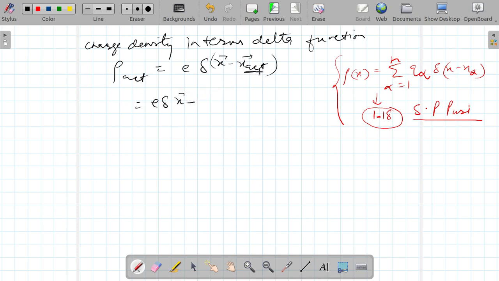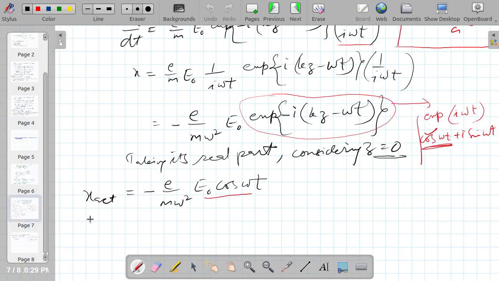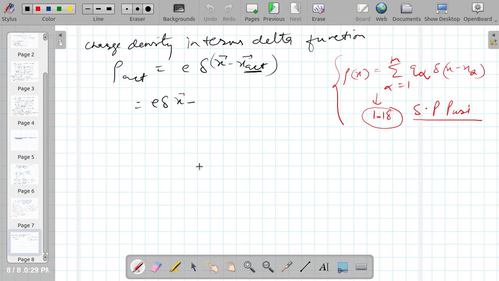Now if I substitute its value, because its value will be negative, as I saw in the earlier lecture, right? So it is minus e over m omega square E naught cos omega t. So using this value, what I am getting is minus of minus e over m omega square E naught cos of omega t.